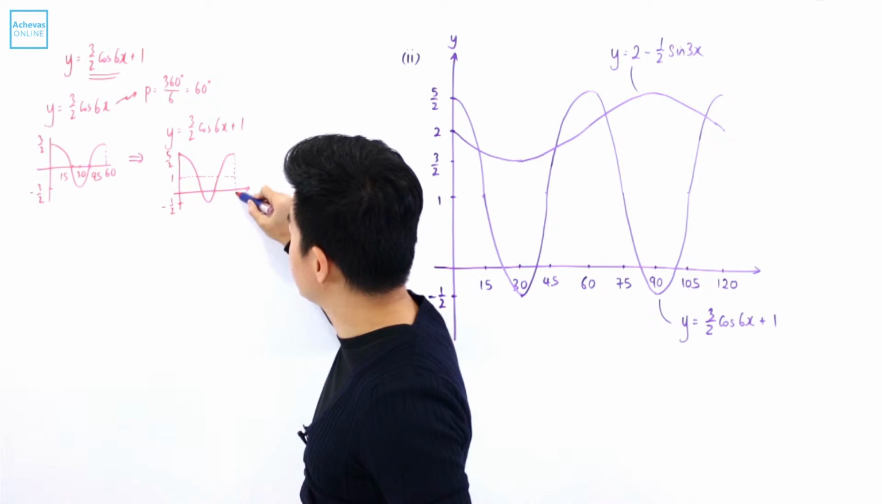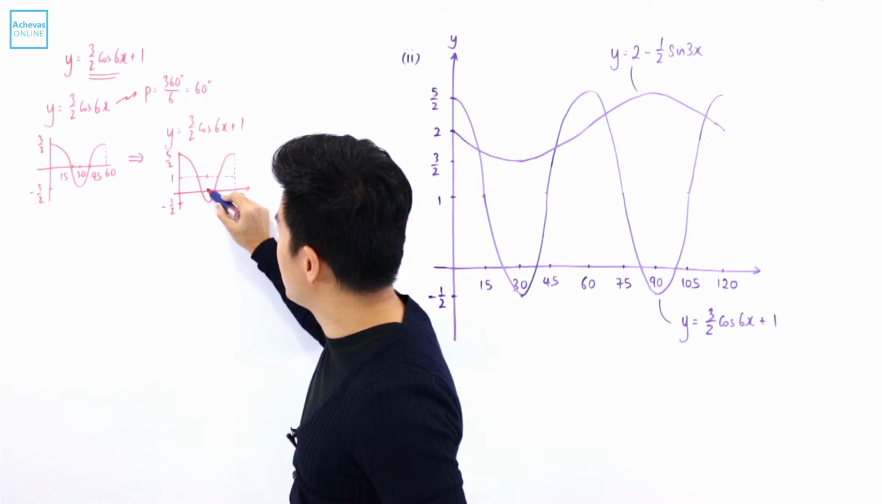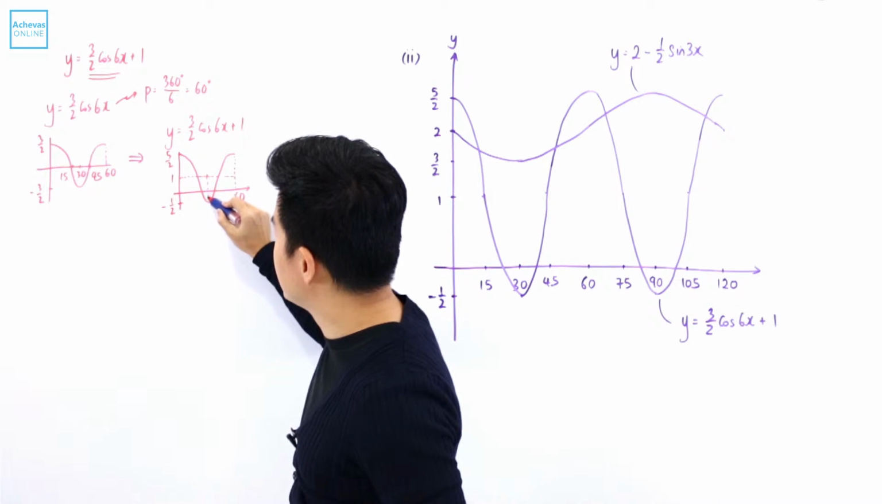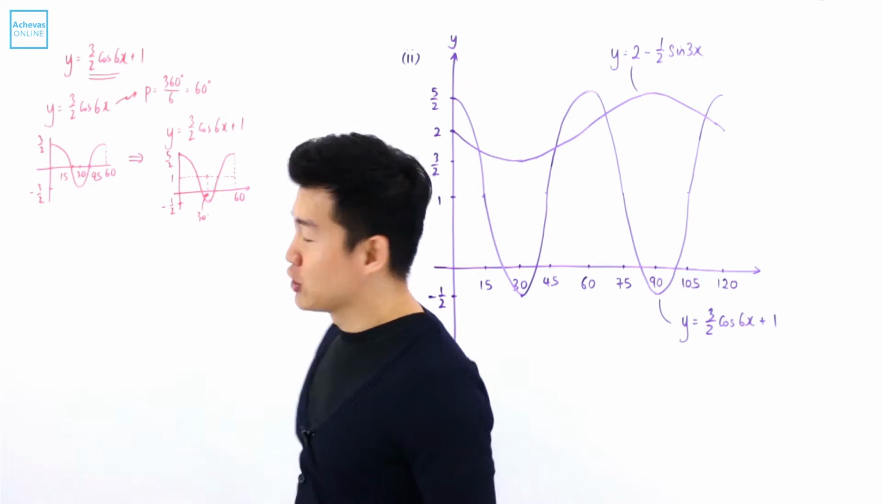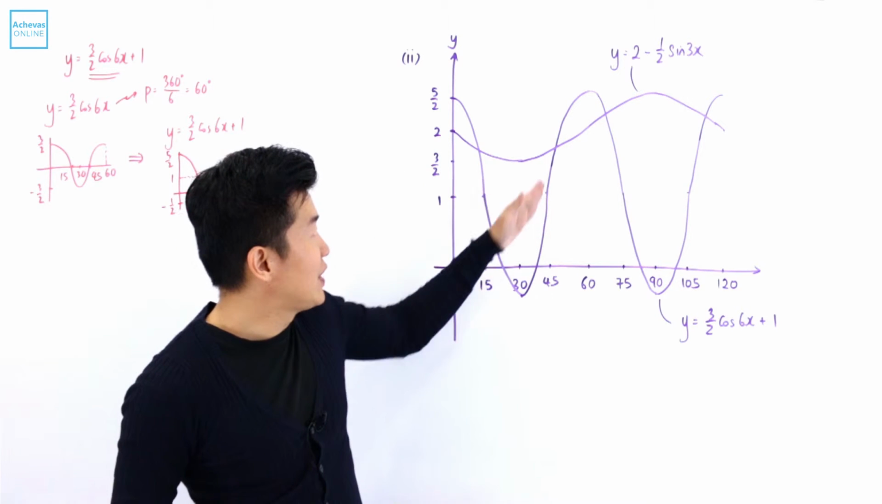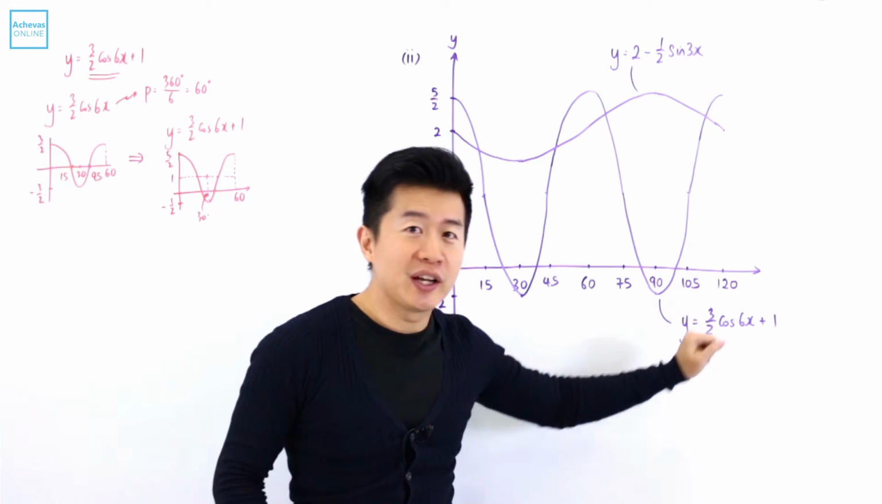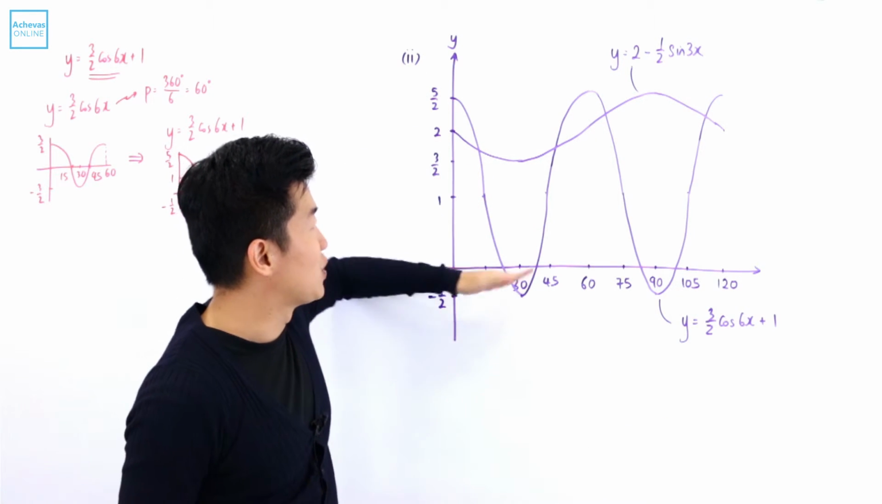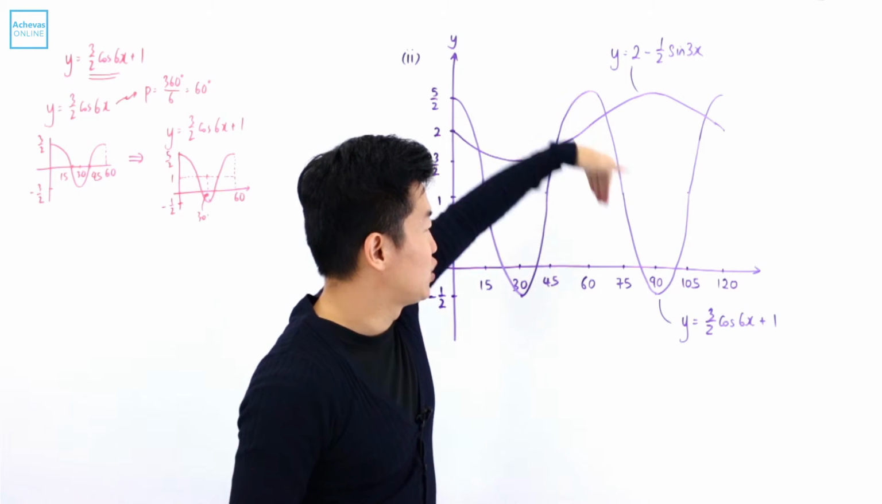And still the same, this is going to be at 60. This point here is going to be at 30. And this is going to be at 15, this is going to be at 45. So this is the graph that I have here, and if I were to extend it all the way until 120 degrees, that means it's going to be 1 period and 2 periods.